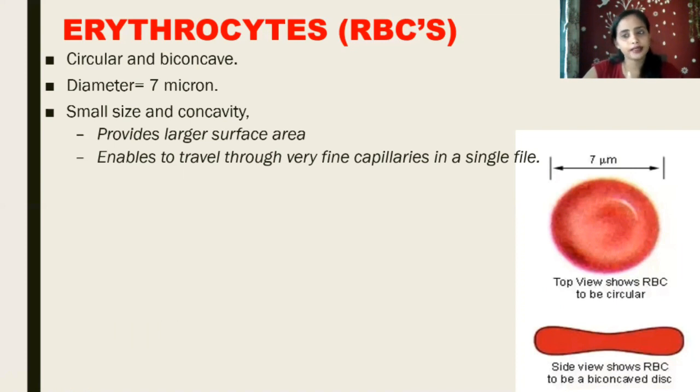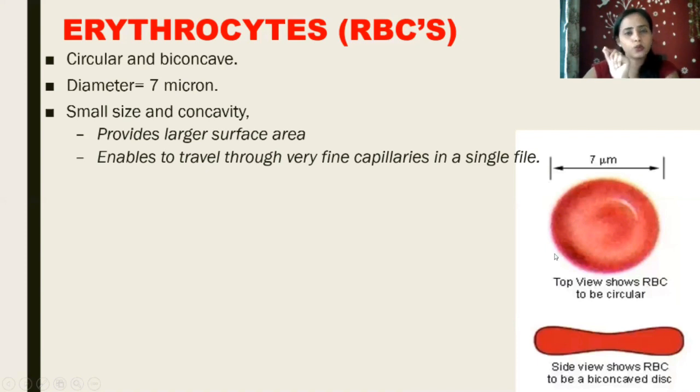So small and concave. Now let us understand how the small size and concavity is advantageous or useful to our body. So small size and concavity which is present over here provides larger surface area. So it is concave on both the sides. Because of this concavity, surface area increases, and increased surface area enables this red blood cell to absorb more oxygen and transport more oxygen. Okay. And then this small size enables it to travel through very fine capillaries.